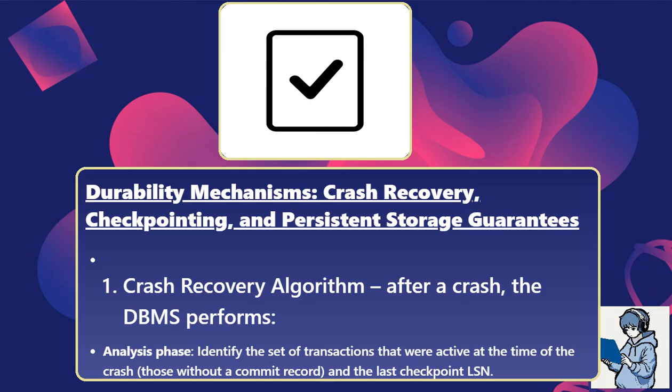Crash recovery algorithm. After a crash, the database management system performs an analysis phase, identifying the set of transactions that were active at the time of the crash, those without a commit record, and the last checkpoint LSN. Then a redo phase starts at the checkpoint LSN, replaying forward all log records of committed transactions and applying the after images to the database pages. Finally, an undo phase scans backward from the end of the log, undoing any changes of transactions that did not commit, using the before images.